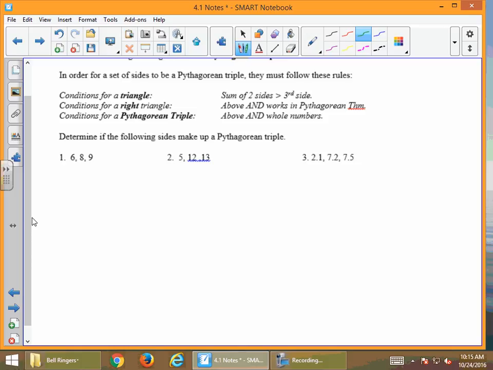No, 14. Is 14 bigger than 9? Yes, then we have a triangle. We satisfy the first one. Is it a right triangle? All right. All I have to do is put it in the Pythagorean theorem to see if it works.